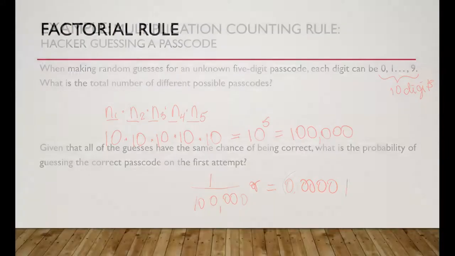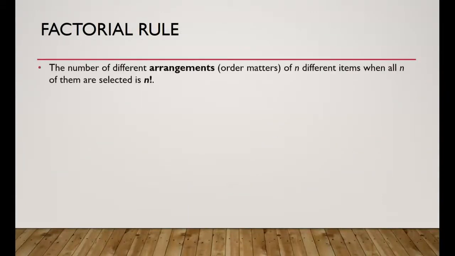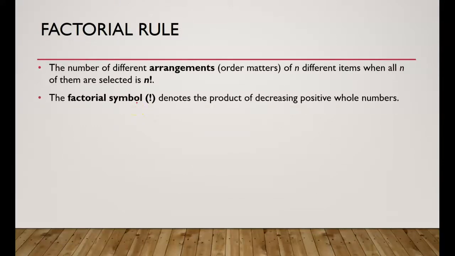Factorial rule is used to find the total number of ways that n different items can be rearranged in different ways. Order of items matters. The factorial symbol, exclamation point, denotes the product of decreasing positive whole numbers. For example, 4 factorial is equal to 4 times 3 times 2 times 1, equal to 24. By special definition, 0 factorial is equal to 1.